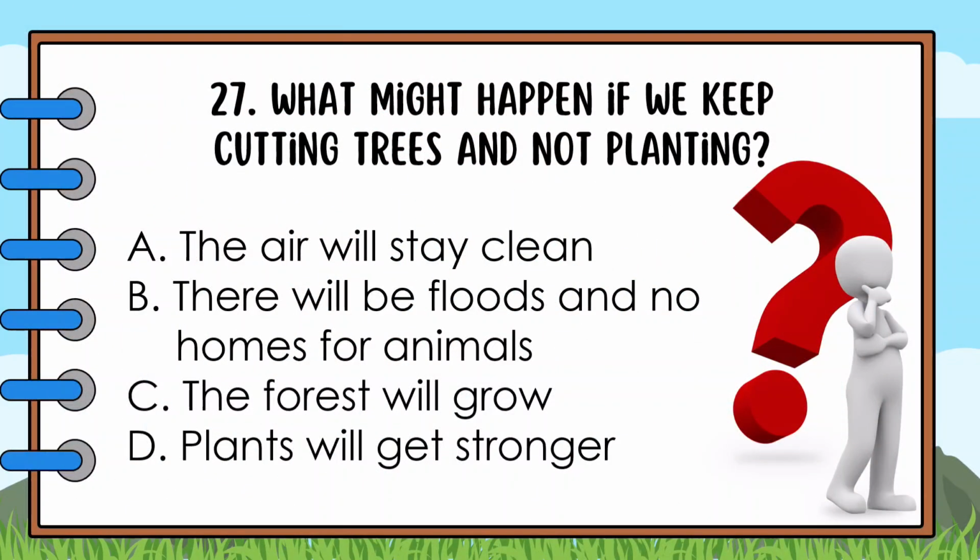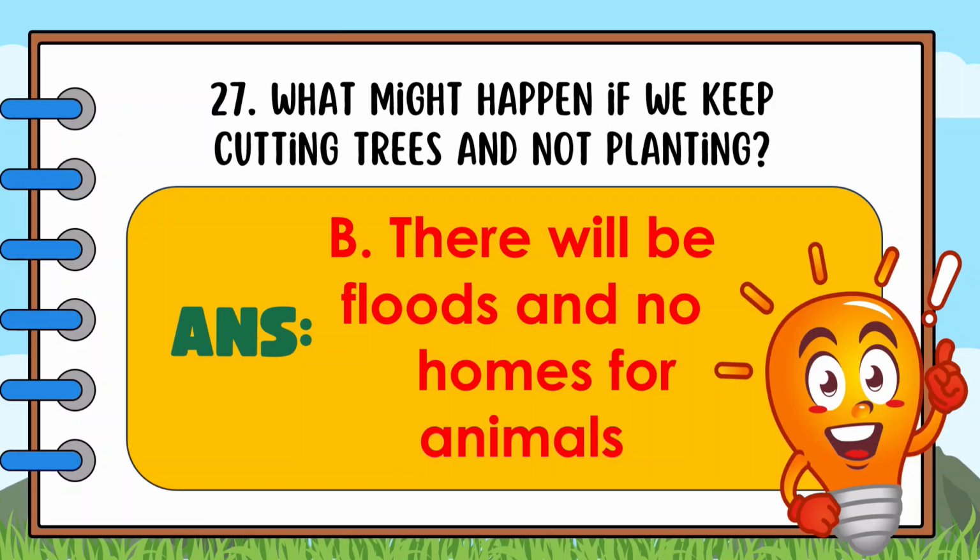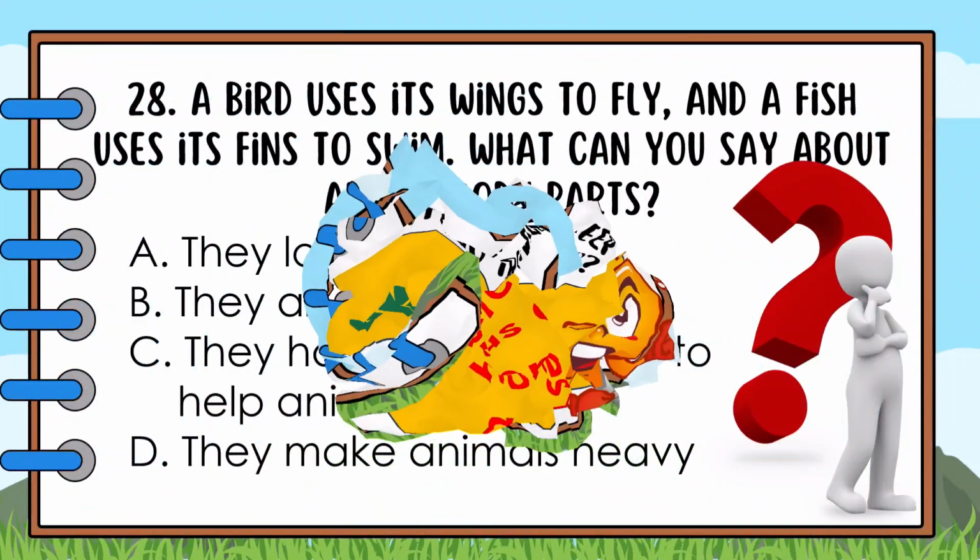What might happen if we keep cutting trees and not planting? A. The air will stay clean. B. There will be floods and no homes for animals. C. The forest will grow. Or D. Plants will get stronger. The answer is B. There will be floods and no homes for animals.